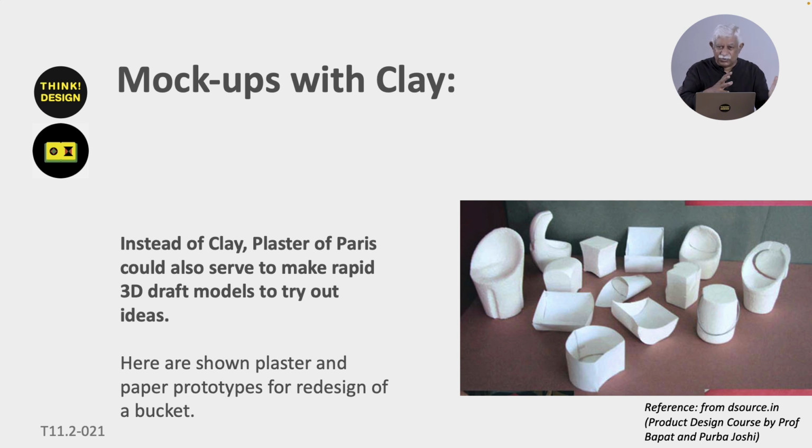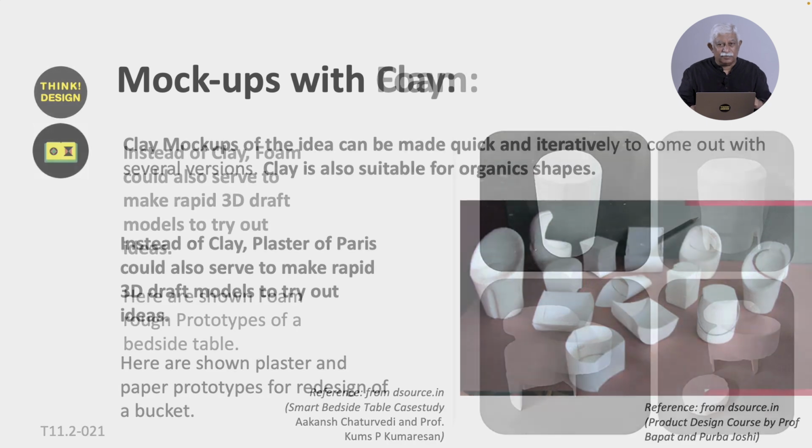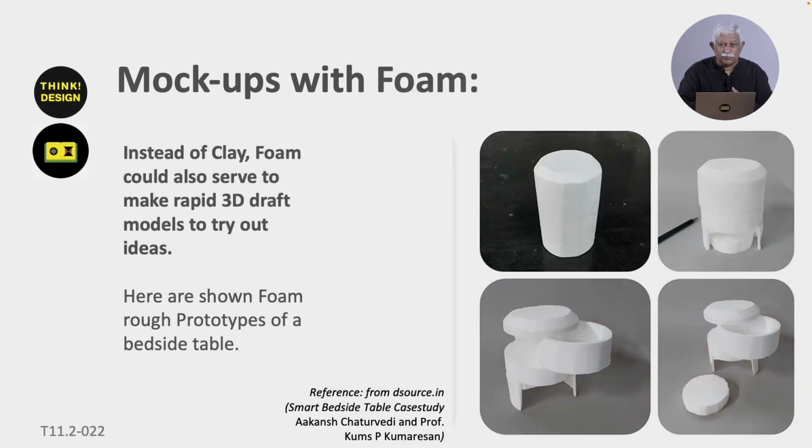He's used all kinds of materials here. You can see clay has been used, paper has been used. All these are mock-ups just to get the idea that you have in your mind into a three-dimensional surface. It's a very pliable material, so that's why one can use it, and it's also very suited for organic shapes.